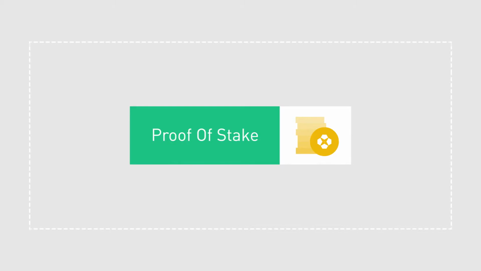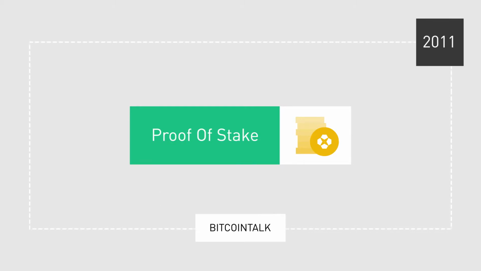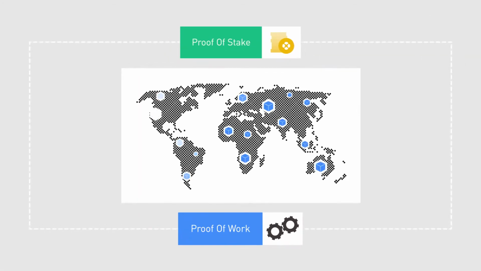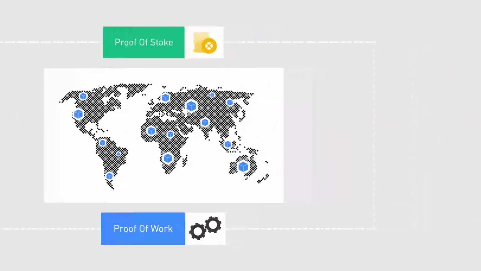What is proof of stake? The proof of stake consensus algorithm was introduced back in 2011 on the Bitcoin Talk forum to solve the problems of the current most popular algorithm in use, proof of work. While they both share the same goal of reaching consensus in the blockchain, the process to reach the goal is quite different. How does it work?